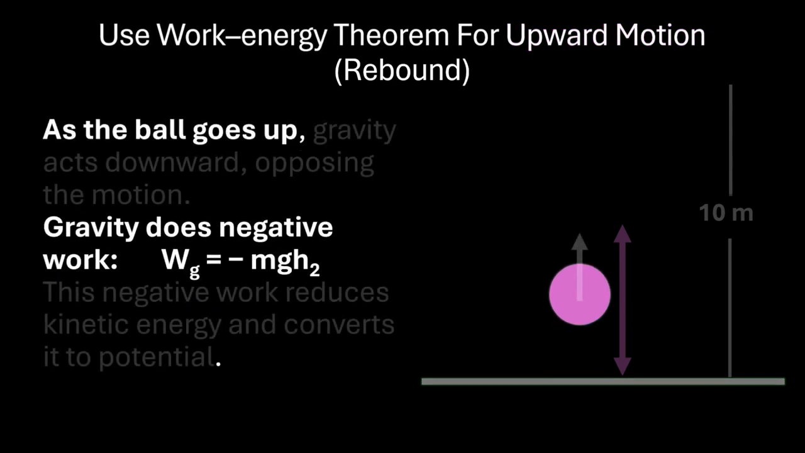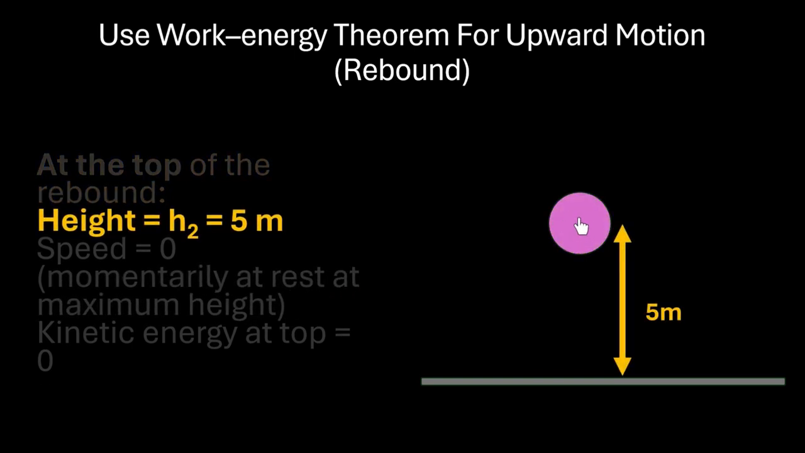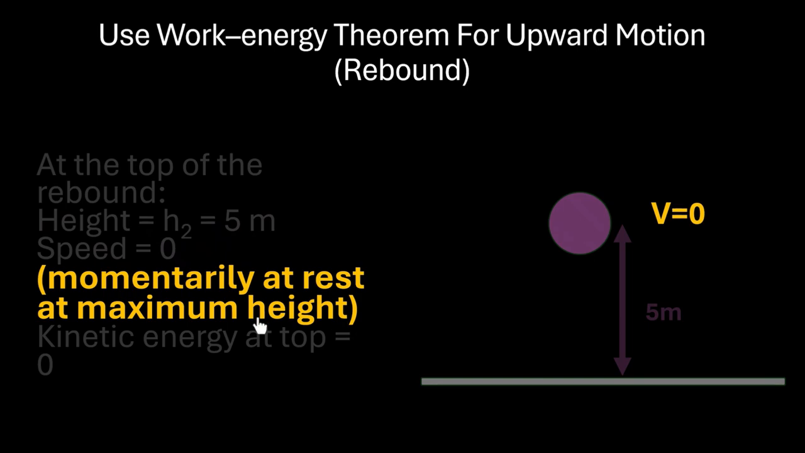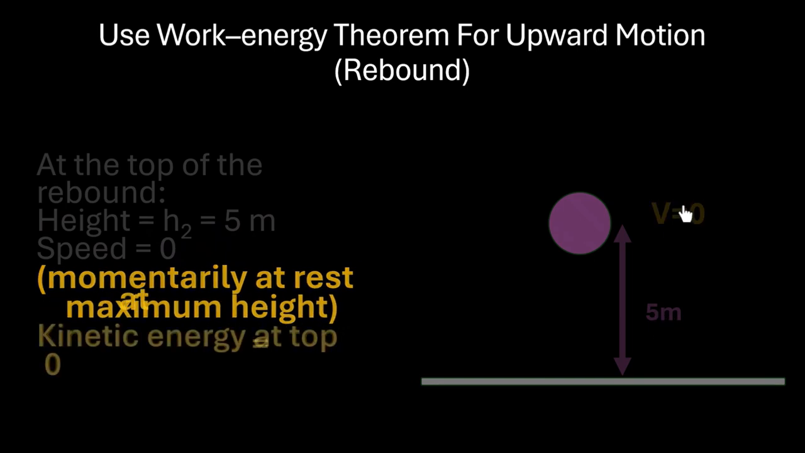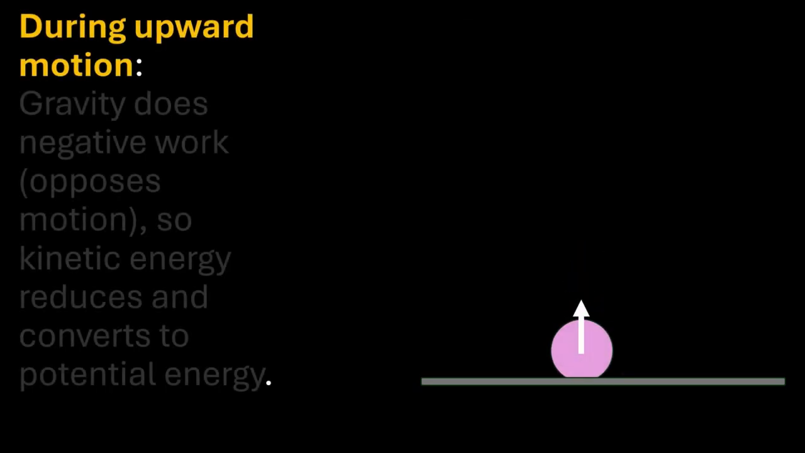As the ball goes up, gravity does negative work. Negative because it is opposing, and therefore minus mgh2. So one more time, at the top here, the height is 5 meter. And what will be the speed? Since this object is momentarily at rest at the maximum height of 5 meter, the velocity here would be equal to 0. Therefore, kinetic energy at the top will also be equal to 0. At the top, not at the bottom. So the bottom is half mv2 square.